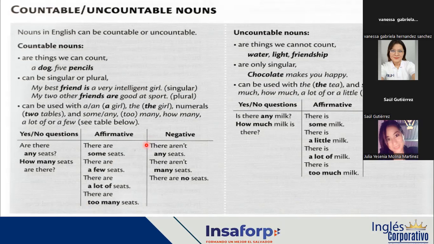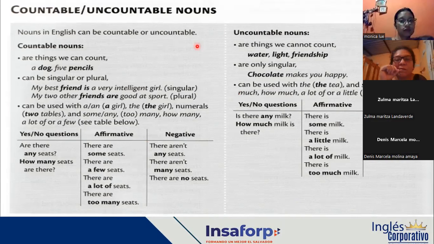There aren't many seats. No hay muchos asientos. There are no seats. No hay asientos. Excellent. So it's very nice that I see that you are understanding. That's perfect.